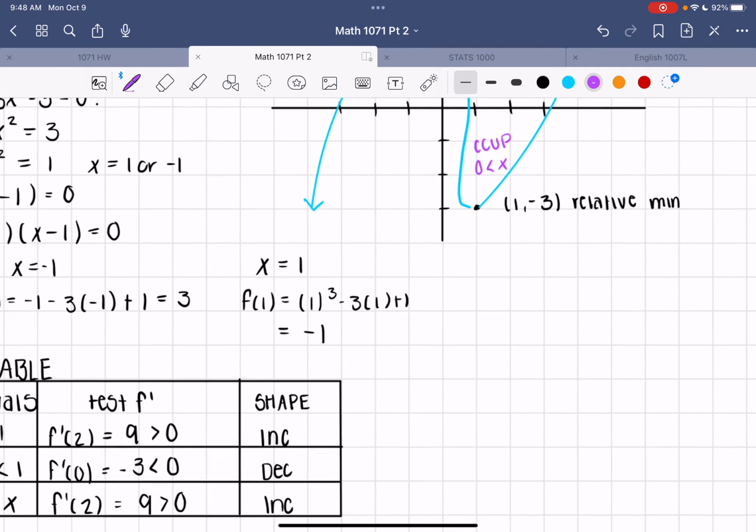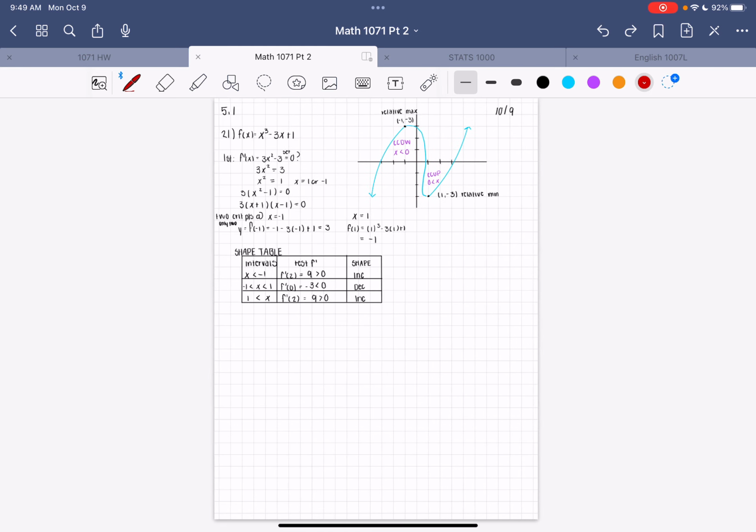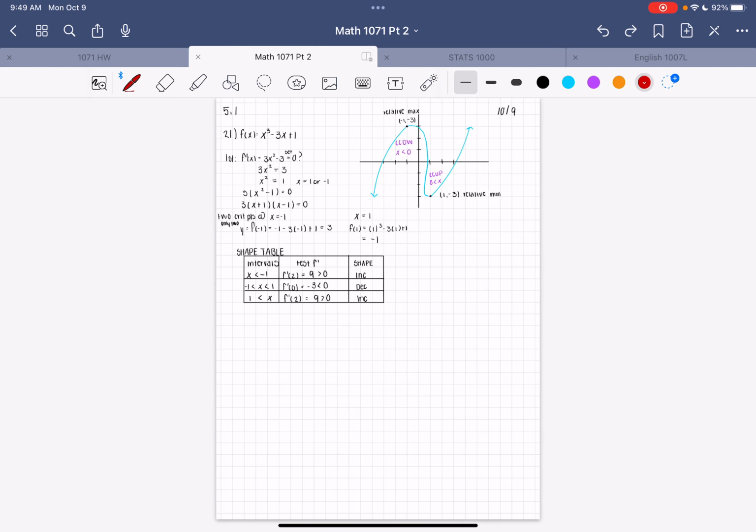F prime of x is 4x cubed minus 16x, right? 4, old power, new coefficient, new power is 1 less. 8's coefficient stays. 2, the old power's coefficient. 8 times 2 is 16. Minus x, new power is 1 less. Derivative of 3 is 0.